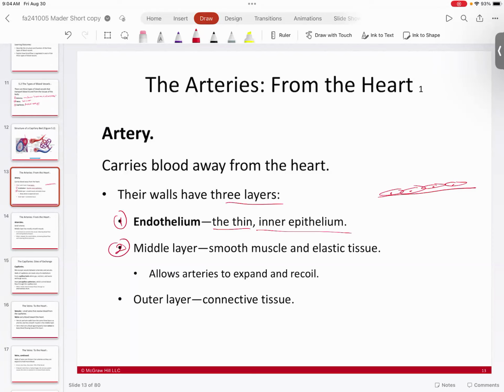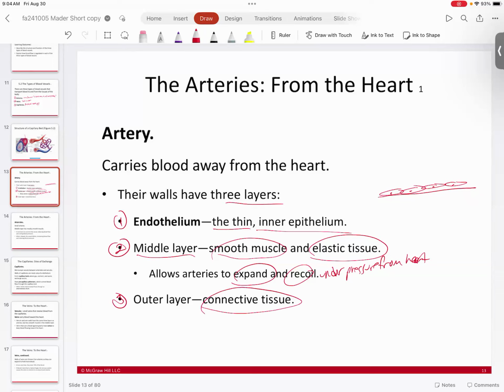And then as we move from the endothelium, we get to the middle layer, which has smooth muscle and elastic tissue. This allows them to expand and recoil like a rubber band. The reason you have to do that is because it's under pressure from the heart. The heart has just blasted a bunch of blood through there, so there's a lot of blood pressure, and it has to be able to expand and recoil. And then you have your outer layer, which is a connective tissue layer. This basically allows you to connect to other tissues.